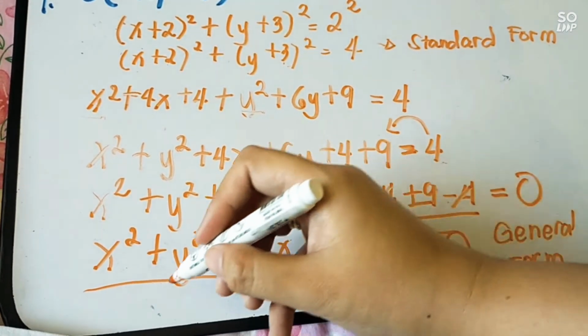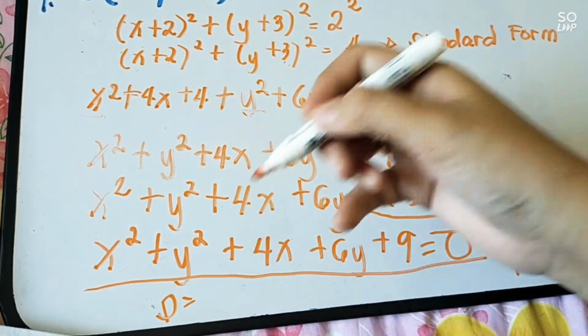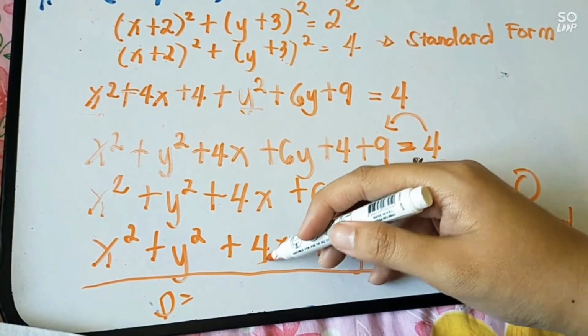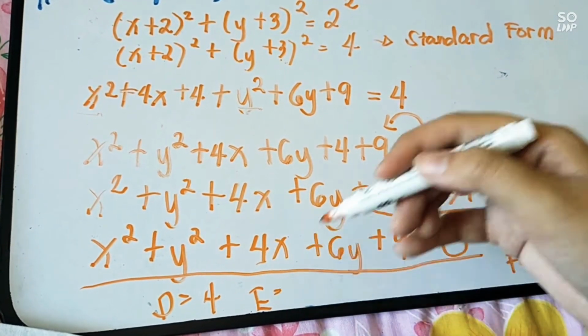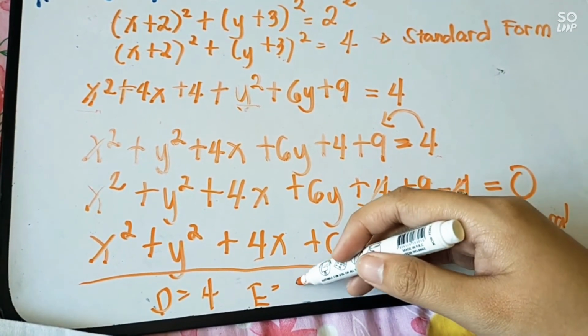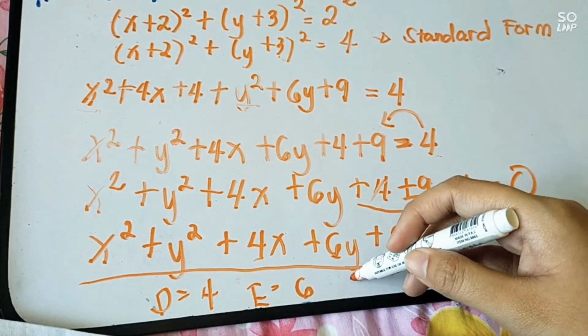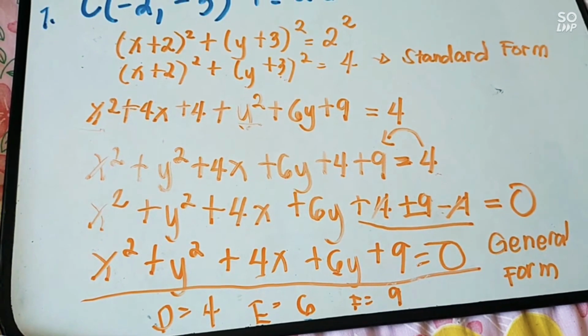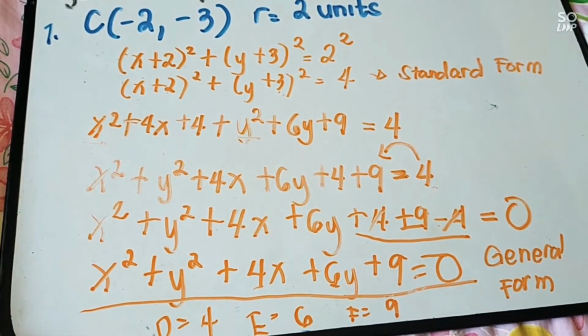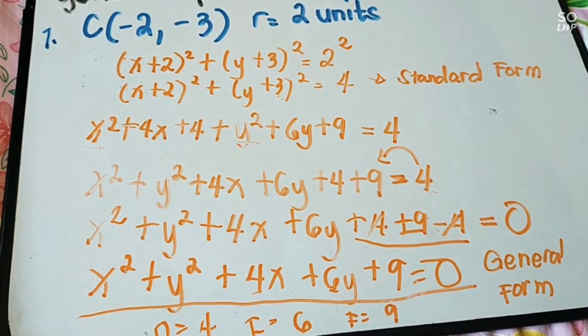Then, paano kung ang hinahanap mo ay si D? Ano D mo dyan? Yung katabi ni X, which is 4. Ano naman ang iyong E? Ang E mo, yung katabi ni Y, which is 6. Then, ano naman yung F mo, which is 9. Is it clear? Let's have another example.